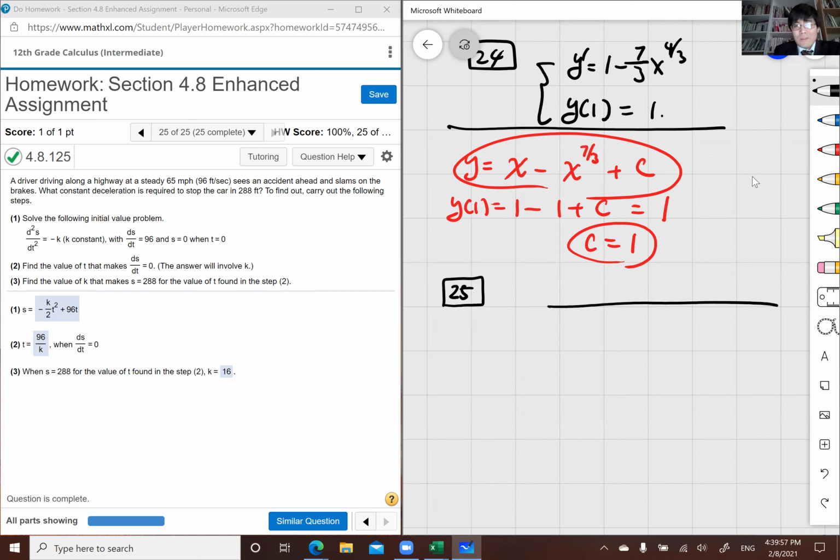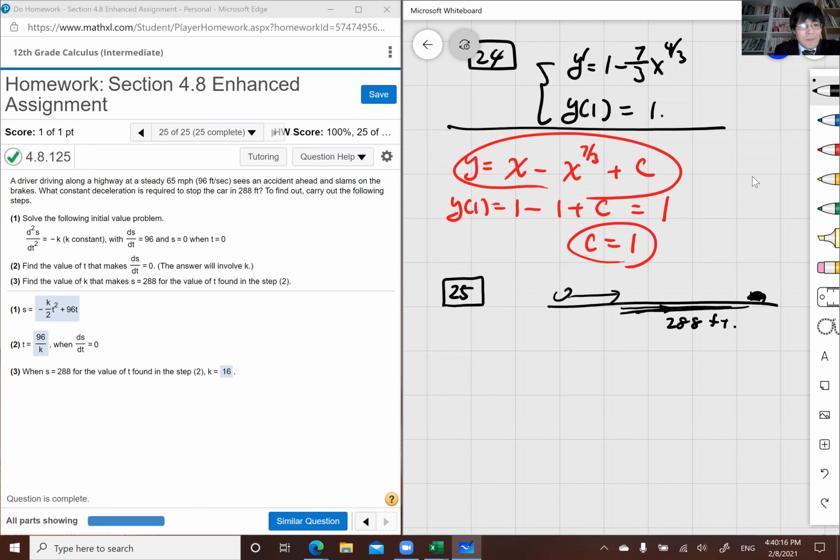So the car is driving this way, and you see the accident here. So he is going to brake to try to stop before driving some amount of distance, which seems to be 288 feet. Okay, to find out, carry out the following steps.